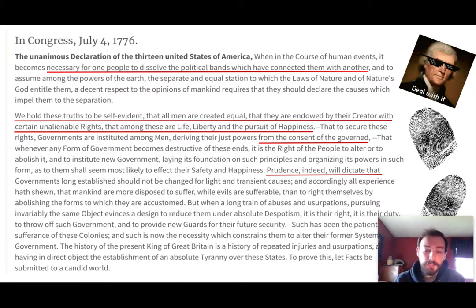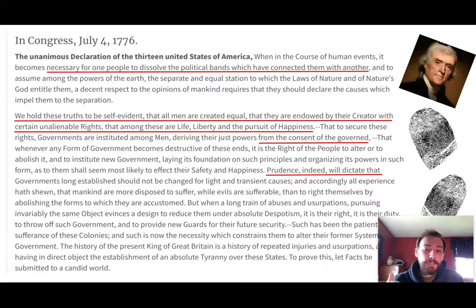You see John Locke's fingerprints all over this line. The idea that they are inalienable, that they cannot be taken away, that they are natural rights. And he does substitute property for happiness because it's more poetic. That governments derive their powers from the consent of the governed. That's another Locke idea.